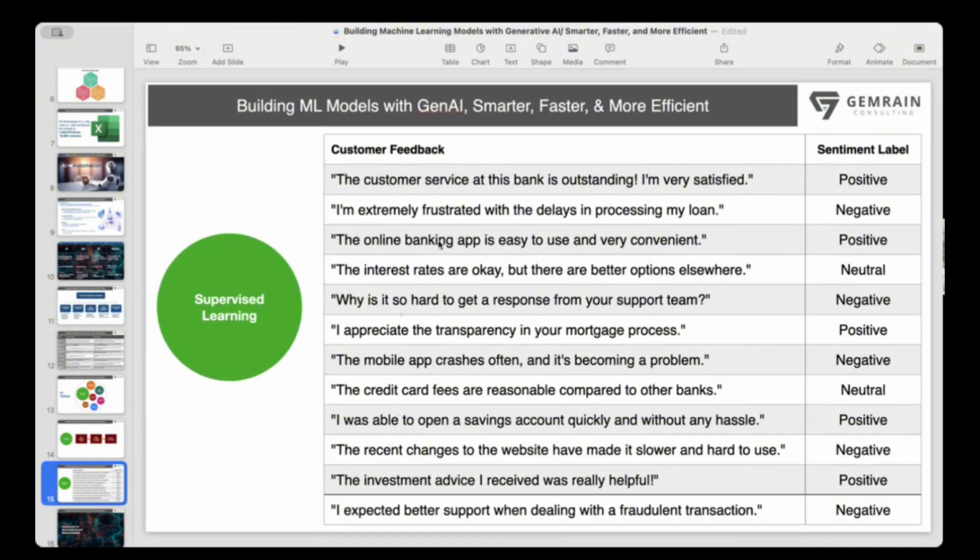Imagine this is a bank, and it is coming with these feedbacks, in thousands or in millions. Some of those feedbacks, and then this is the label of the feedbacks. This one, we call it labeled data, or well-known data, or predefined data. So for this feedback, this is the sentiment label, or the class of this feedback. This is positive, this is negative, this is positive, this is neutral, and so on.